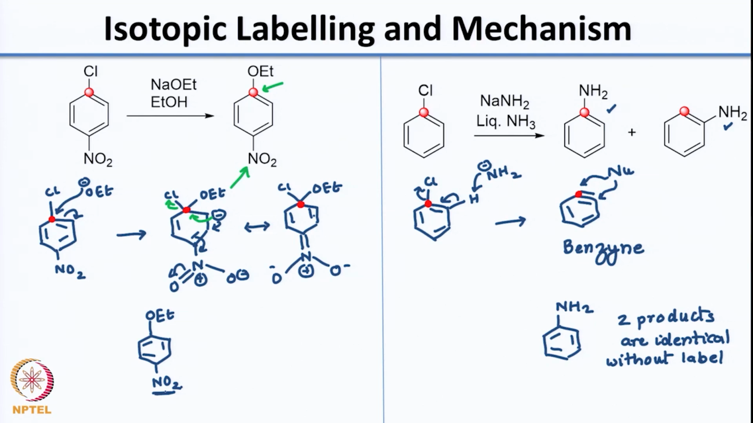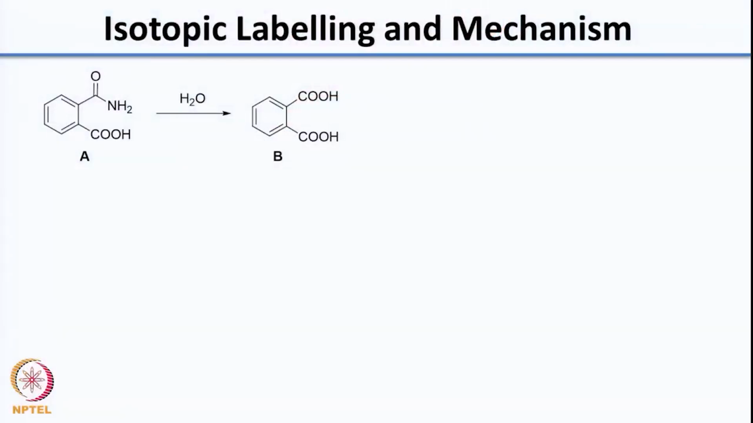Okay. So, shown here is an example of how you can use isotopic labeling to determine the mechanism of the reaction. Now before we finish this lecture, I will leave you with a question. Shown here is hydrolysis of this amide. What I want you to do, before the next class, is think about the possible mechanism for hydrolysis of this amide. Write all possible mechanisms for hydrolysis of this amide.